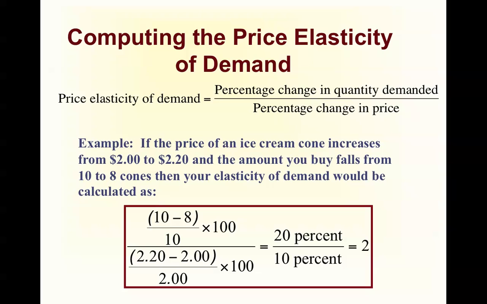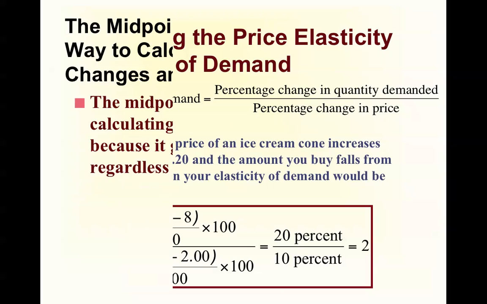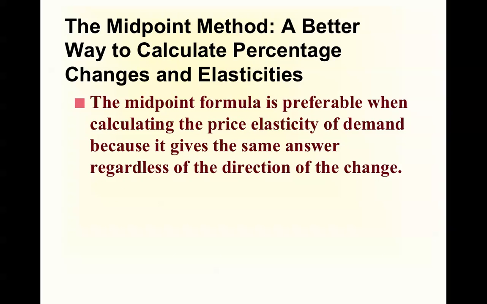Now, one of the issues with the percentage method is if you change the base, like if we did 8 as opposed to 10 and $2.20 as opposed to $2, you would get a different answer. Since we're dealing with the same range, we really shouldn't get a different answer. So economists have come up with a method known as the midpoint method. It's a better way of calculating percentage changes in elasticities. The midpoint method is preferable when calculating the price elasticity of demand because it gives the same answer regardless of the direction of the change.